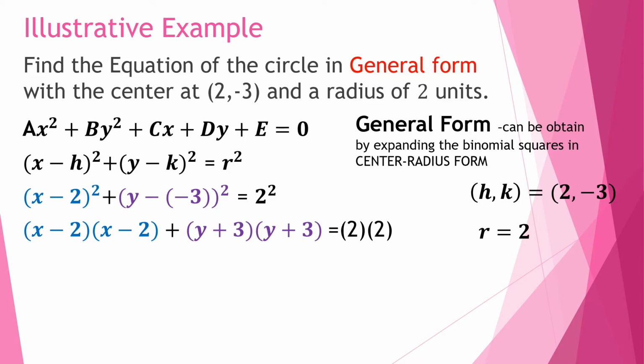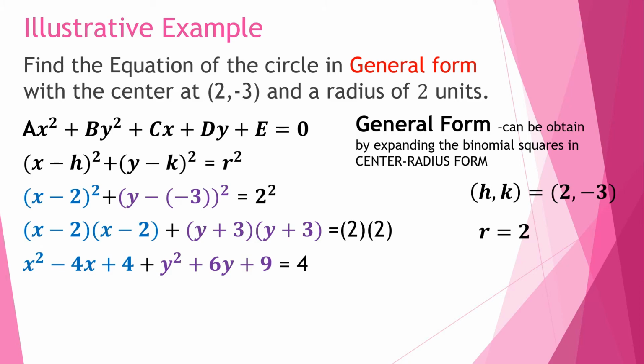Then after this, we're going to perform the multiplications. That will give us x squared minus 4x plus 4, multiplying (x - 2) times (x - 2). You can apply the FOIL method for this one, or you can simply use the shortcut in squaring a binomial. Then for the other one, we will have y squared plus 6y plus 9. This is the product of (y + 3) times (y + 3). Then we will have 4. So x squared minus 4x plus 4 plus y squared plus 6y plus 9 equals 4.